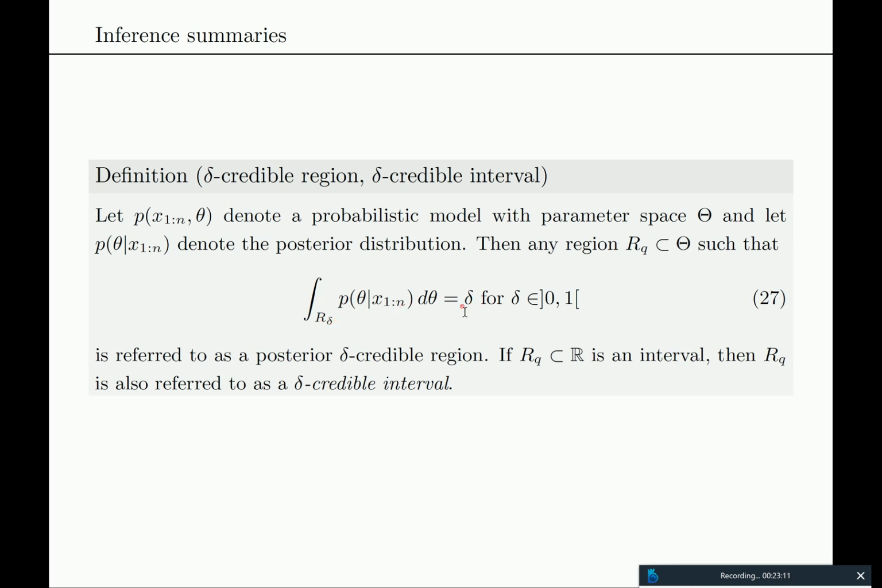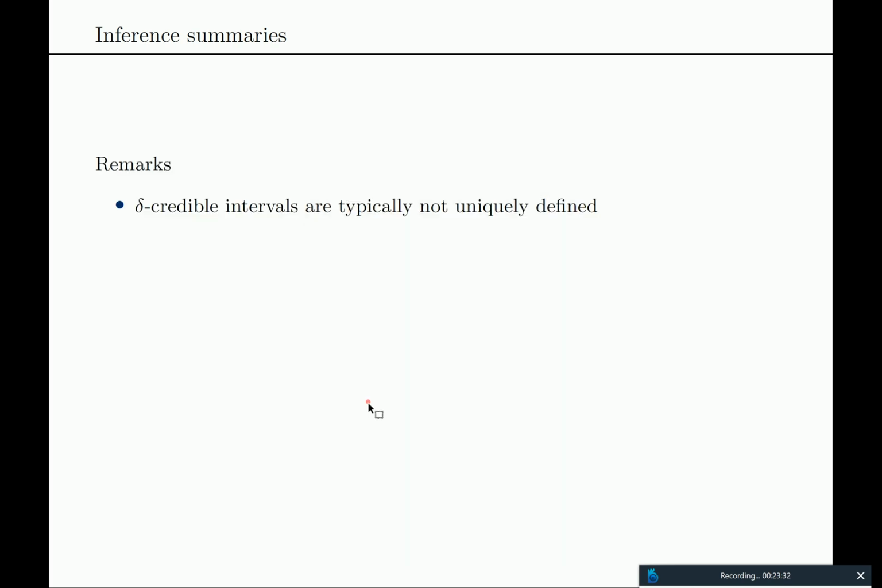So for example, say delta 0.95. Any region where, if you integrate the posterior distribution over that region, you get 0.95 is a posterior delta credible region. If it's an interval, then it's a delta credible interval. The thing is, this is, of course, not uniquely defined.